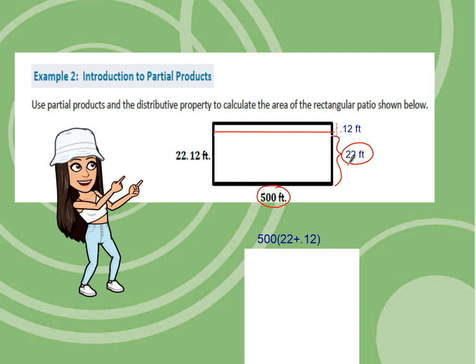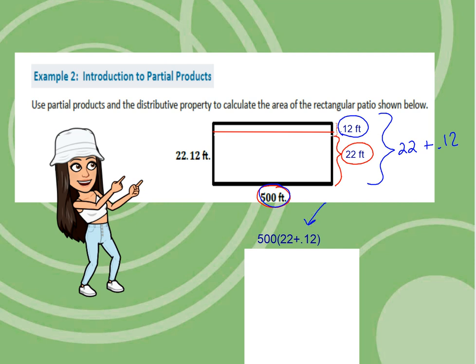Then I'm going to have to do the 500 times 0.12, and that'll tell me the area up in the top. So when I look at this, I can see that I have 500, and then the side length over here, right here, the whole thing was 22 plus 0.12. So that's where I got this inside here.